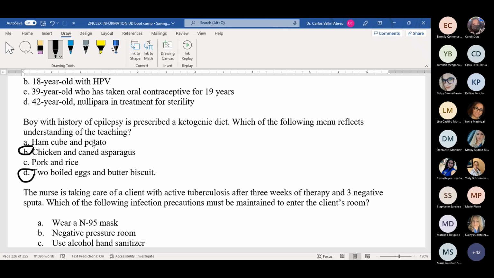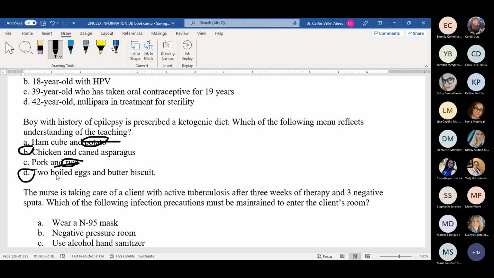So we're good, because what happened with potato is a carbohydrate that inhibits ketogenesis. And rice is a carbohydrate that inhibits ketogenesis. The carbohydrate inhibits the ketogenesis. So we need to decide, of these 2, which one has the higher content of fat and the lower content of carbohydrate.